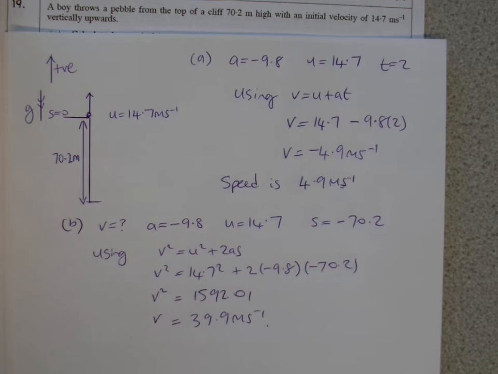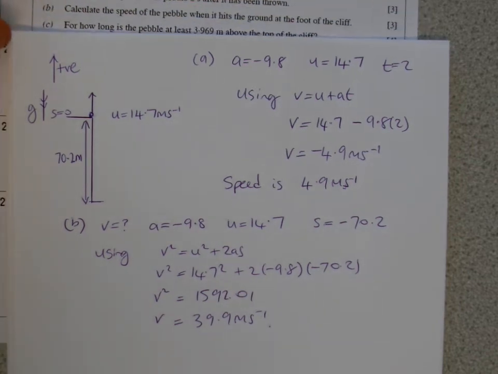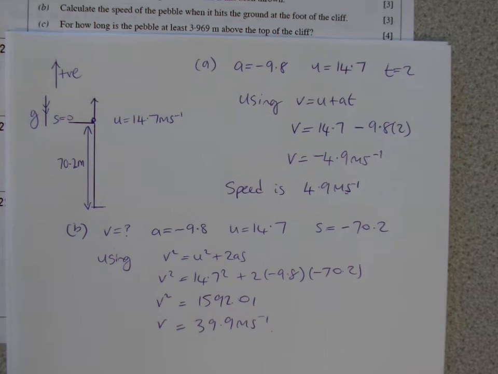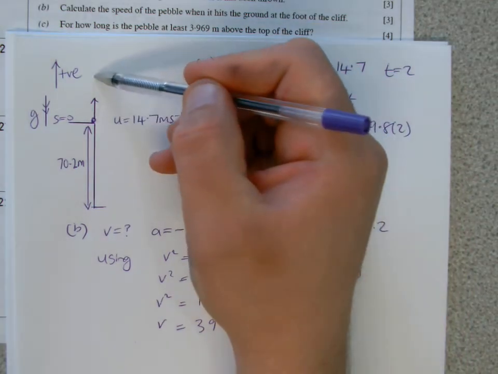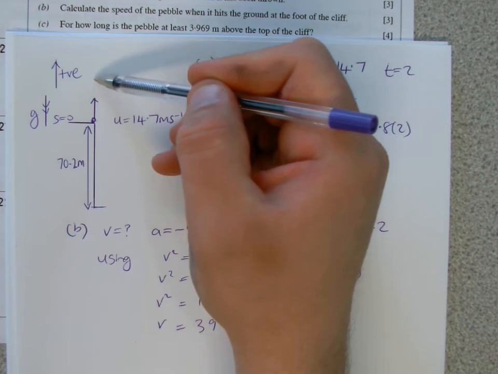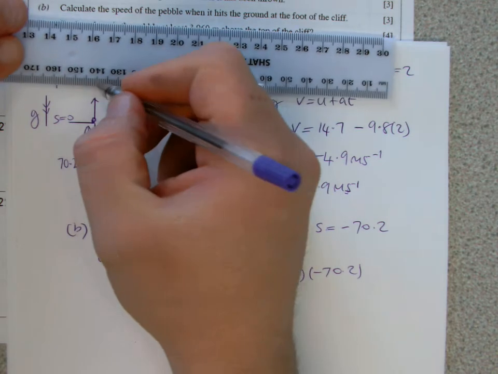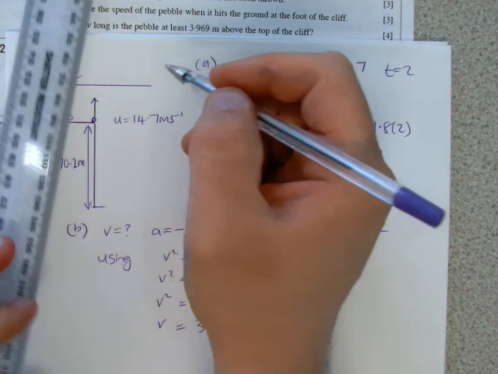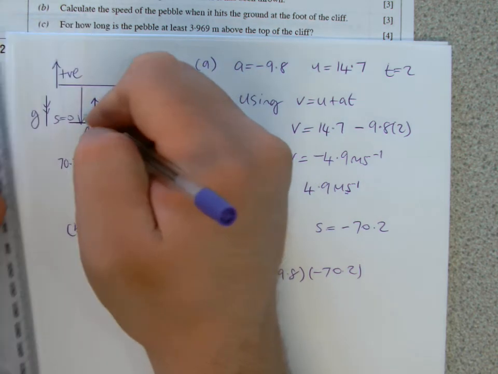Okay, so that's its speed there when it hits the ground. Part C then says: find for how long is the pebble at least 3.969 meters above the top of the cliff. So above the top of the cliff, when it's rising upwards, how long is it at least 3.969? The way to do this is to first imagine where 3.969 will be. If I draw a line, that height there will be 3.969.